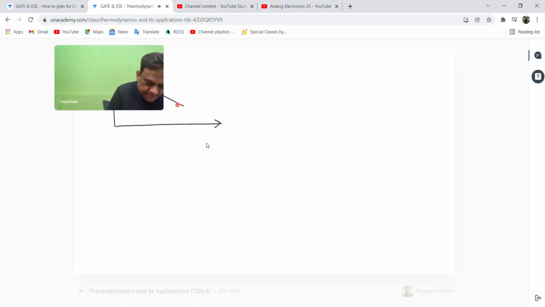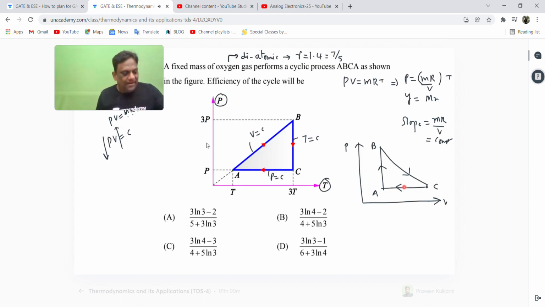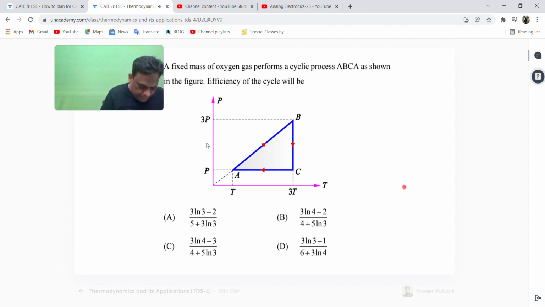Purposefully, I have represented it on a PV diagram because he may be asking, okay, PV diagram. Yes, Nikhil, very good. Now let us see, I'll try to do it here only.